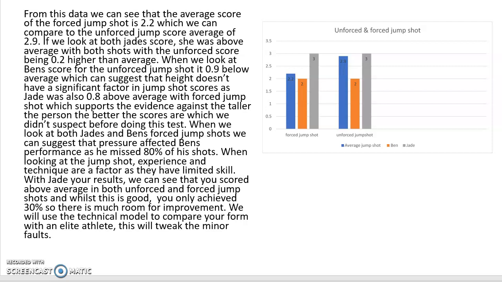So when we get to the technical model, we can compare her form to an elite athlete, which can tweak the minor faults.